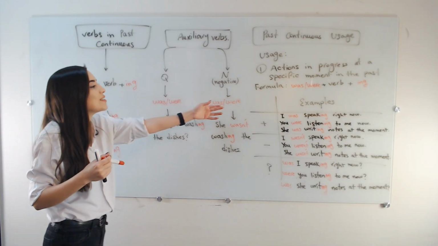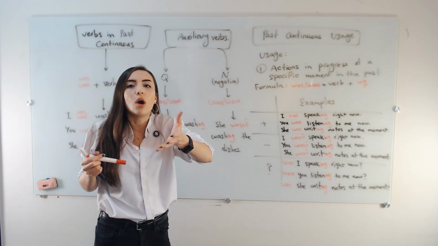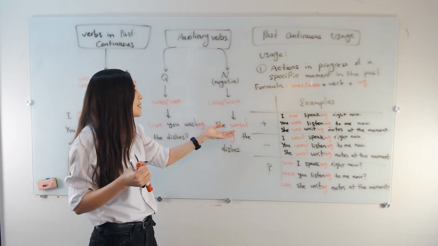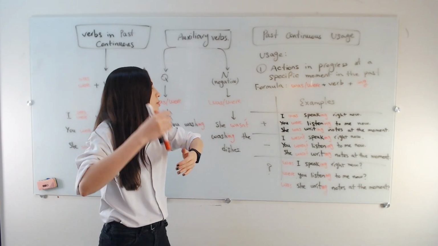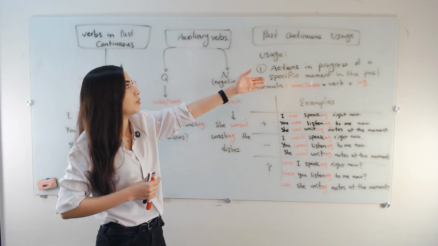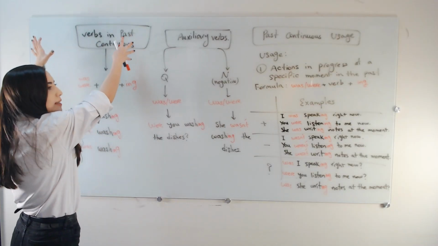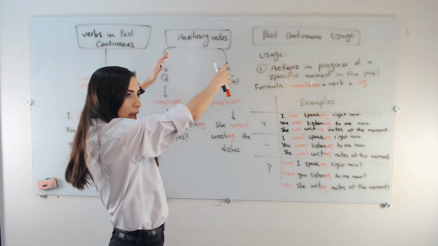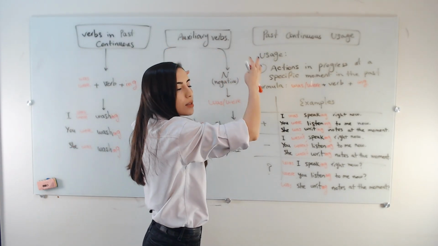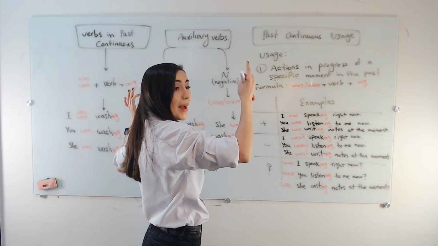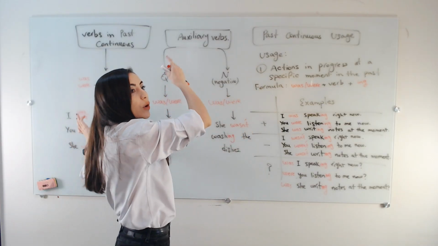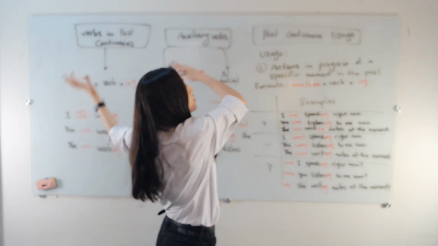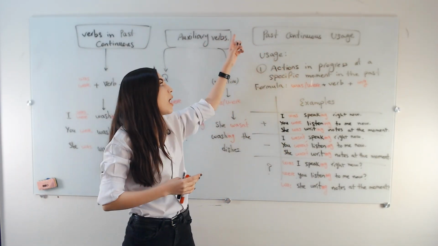So was and were play a key role in past continuous, and this ing shows the ongoing process. These were the verbs and how we shape them in past continuous. These are the auxiliary verbs, was and were, that we use in past continuous. Now we are going to take advantage of these two in order to understand the total usage of past continuous.